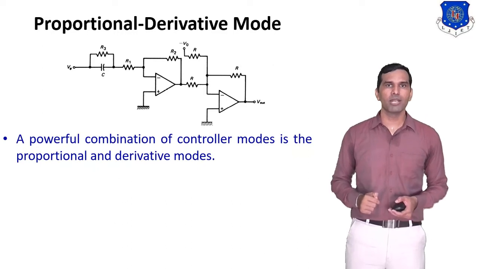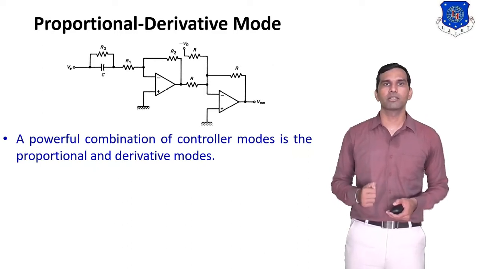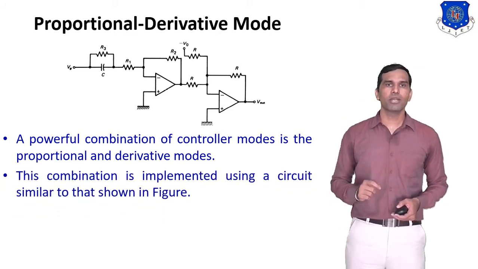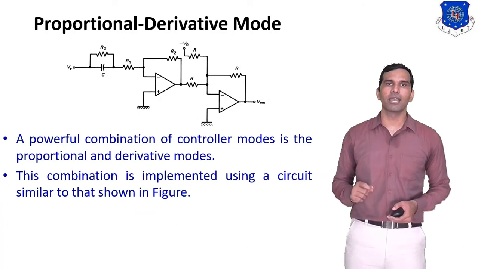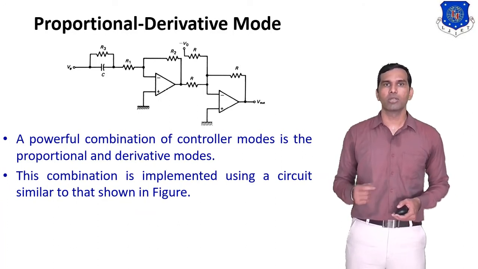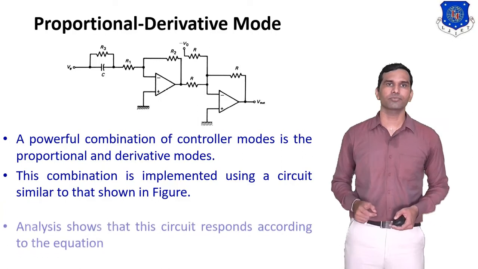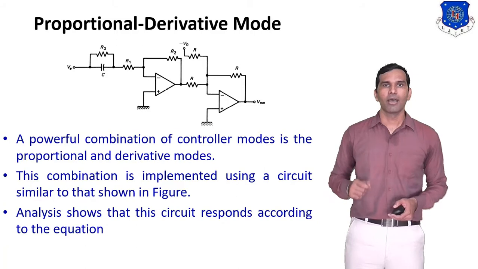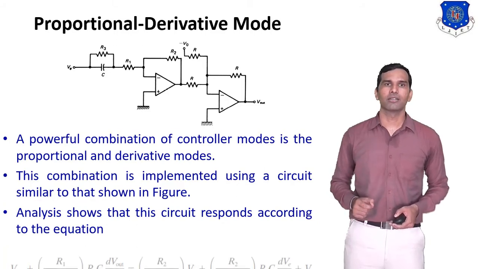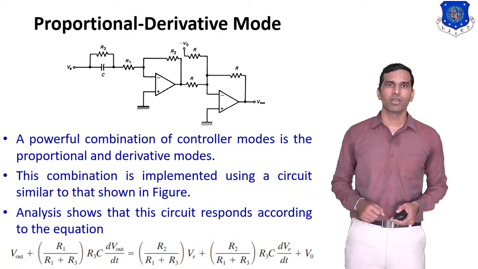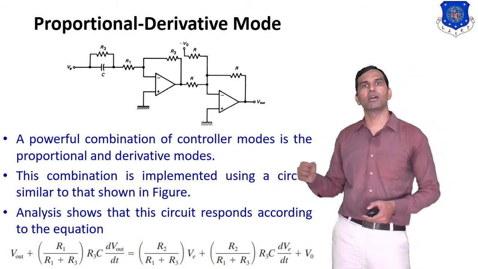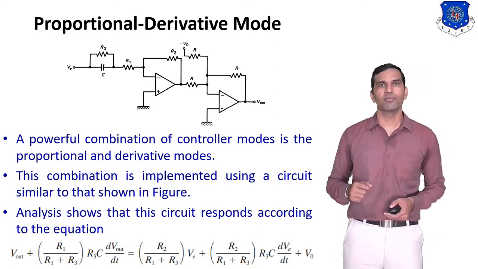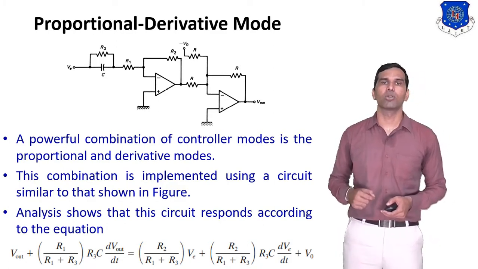A powerful combination of controller modes is the proportional and derivative mode. This combination is implemented using a circuit similar to that shown in the figure. Analysis shows that this circuit responds according to the equation. That means this is the equation for the proportional plus derivative control mode, or we can say for the analog PD control mode.